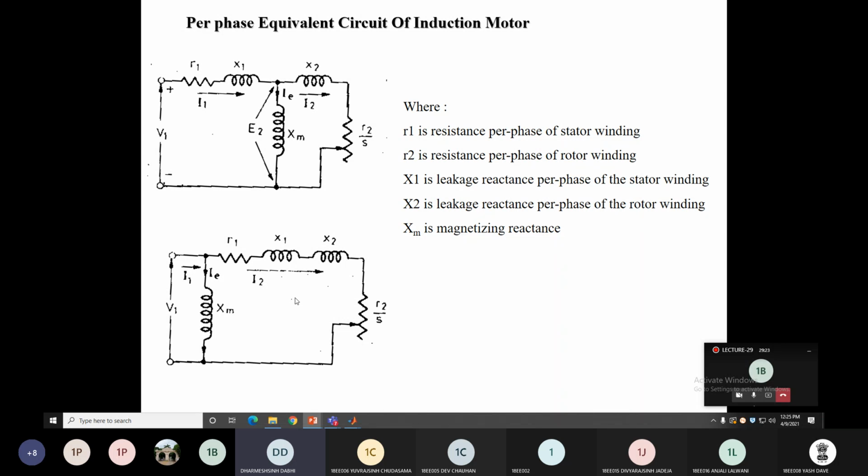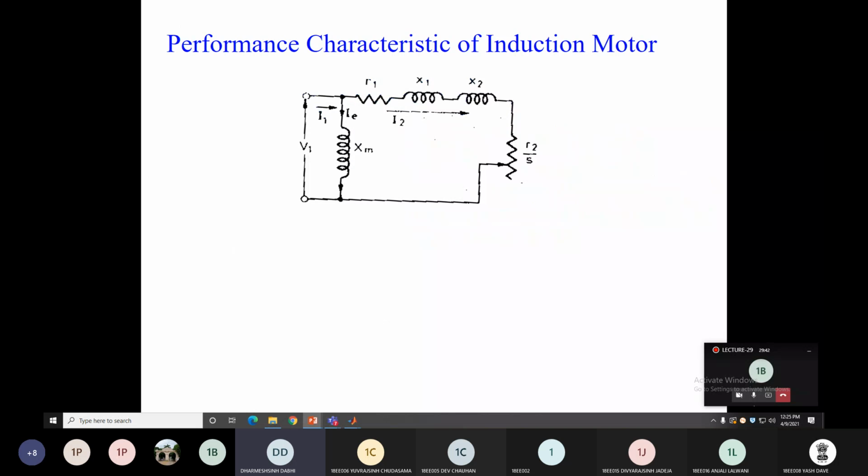So from this simplified circuit we can derive the equations of stator and rotor currents I1 and I2, so that from I1 and I2 you can find the performance parameters of the three-phase induction motor. First, let's write down the equation of I2. I2 means rotor current. You can see it flows through R1, X1, X2 and R2 by S. This is the equivalent circuit.